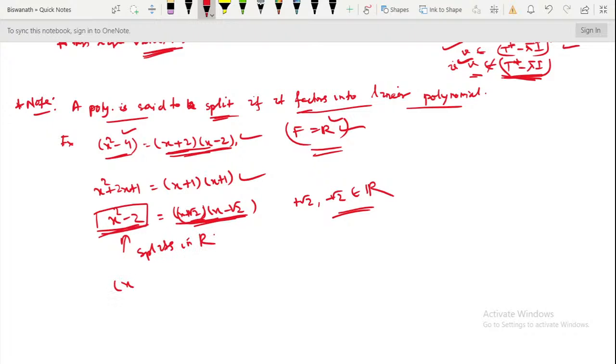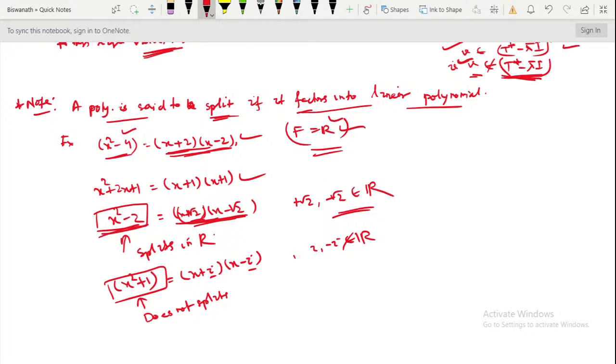But if I take x square plus 1, this can be written as x plus i whole into x minus i, since x square minus i square is x square plus 1. Here these factors are plus i and minus i, and these do not belong to R. So this polynomial x square plus 1 does not split in R.